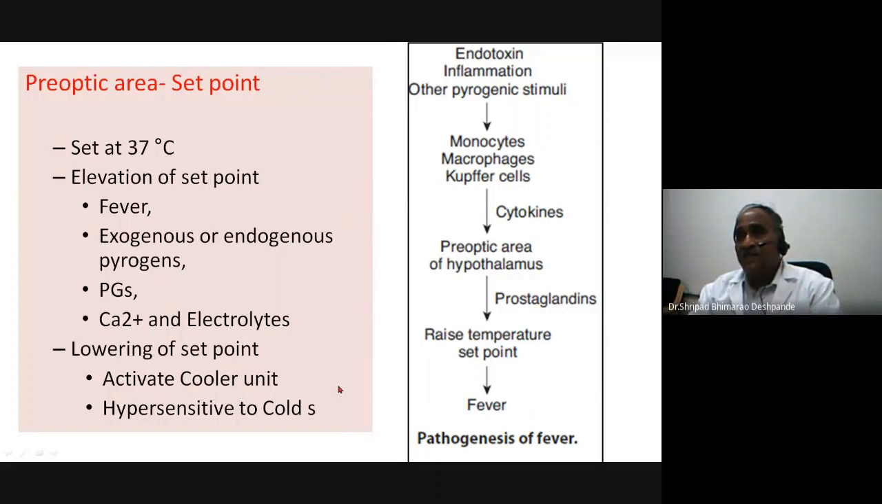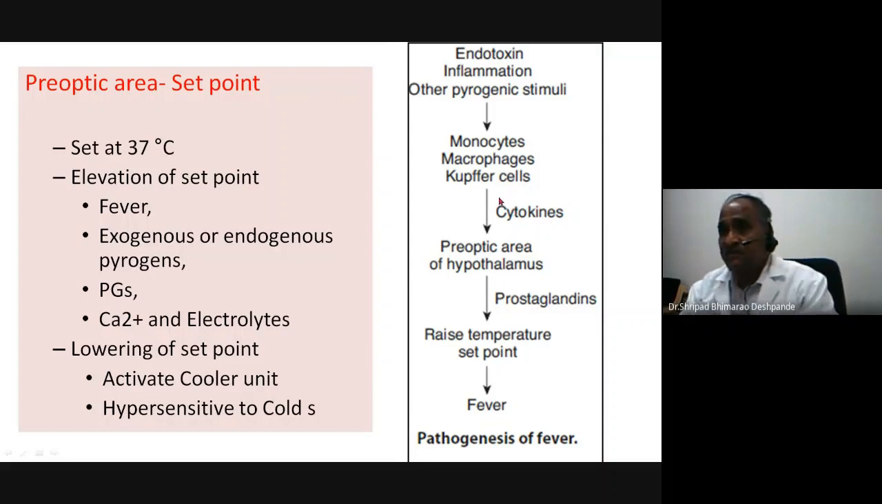Fever is an increased heat production and a decreased heat loss, both. So if there is increased body temperature, it is happening because of the elevation of the set point. This elevation of the set point is brought about by the endogenous prostaglandins in the preoptic area. The prostaglandins in the preoptic area will elevate the temperature to a higher level. And these prostaglandins in turn are activated by the cytokines, that is TNF alpha and all those interleukins.